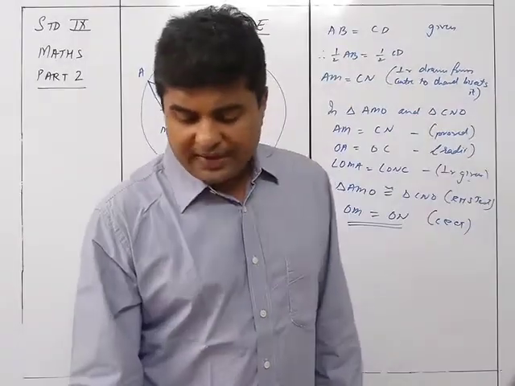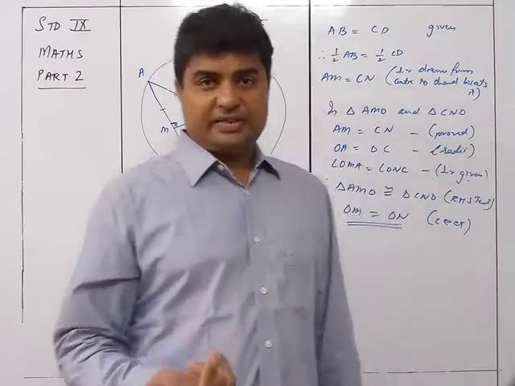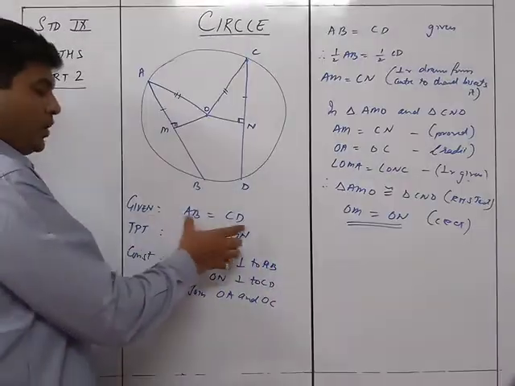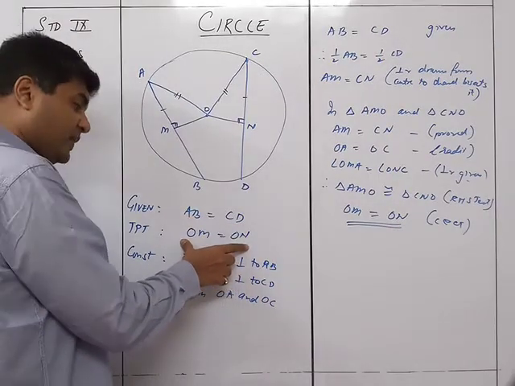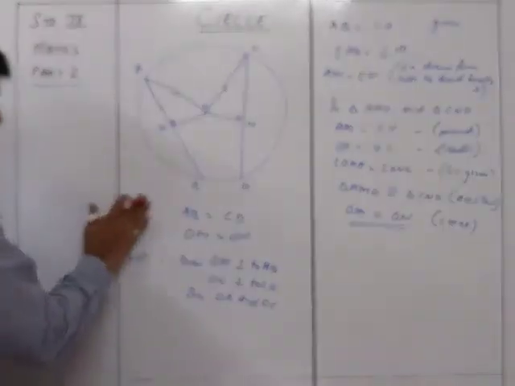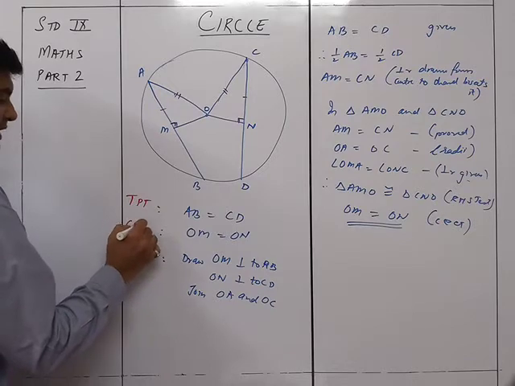Now we move on to the next theorem, and that is the converse of this. In the first one, chords are equal, and you need to find that they are equidistant. Now you are given the equidistant, and you have to prove that the chords are equal. So automatically again the same change: this becomes the to-prove and this becomes the given.